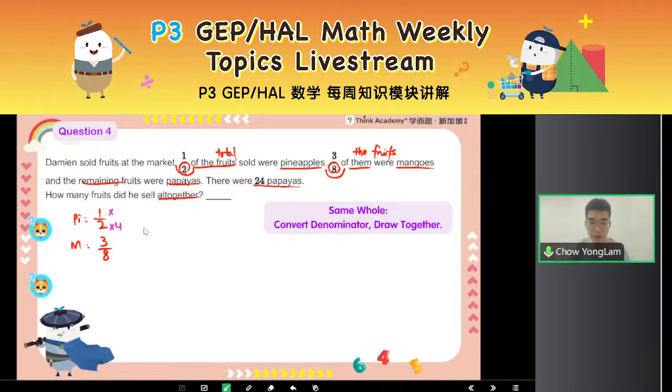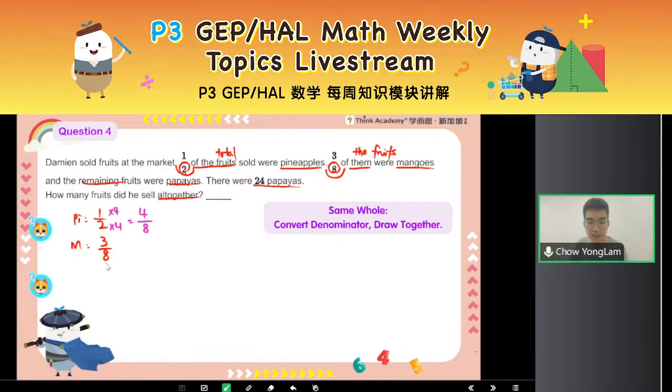So the denominator, I change it to 8. On top, the numerator, I change it to 4. Bottom times what? On top also times what? Equivalent fraction: top and bottom, you multiply by the same number. So for 3 over 8, I actually don't need to touch it because the denominator is already 8.